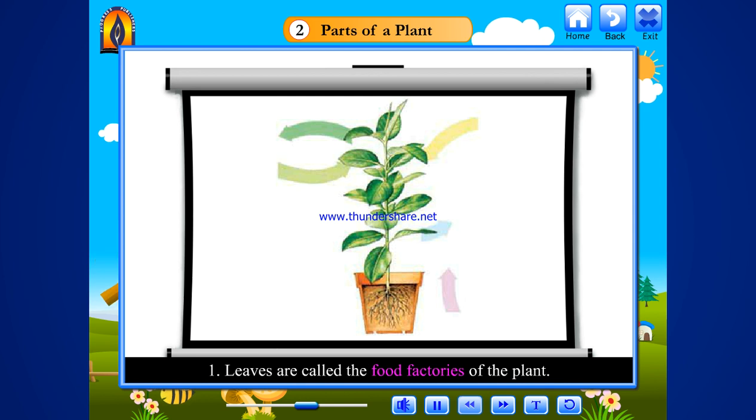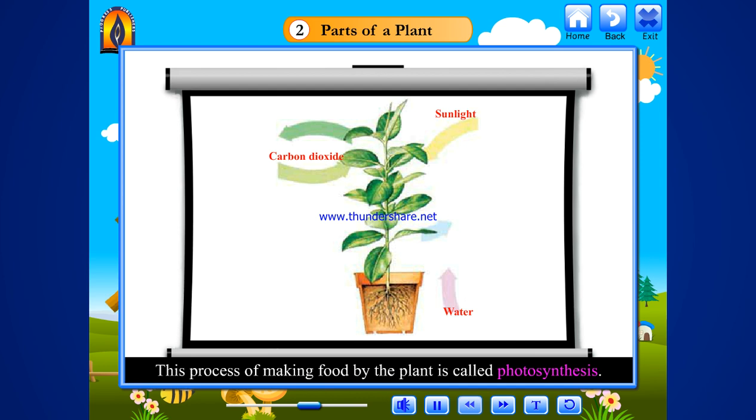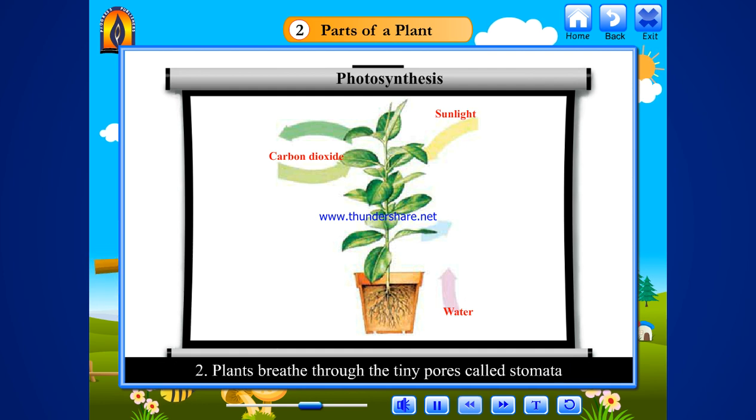Functions of leaves. 1. Leaves are called the food factories of the plant. They prepare food for the plant with the help of carbon dioxide, water, chlorophyll, and sunlight. This process of making food by the plant is called photosynthesis. 2. Plants breathe through the tiny pores called stomata, present on the surface of the leaves.